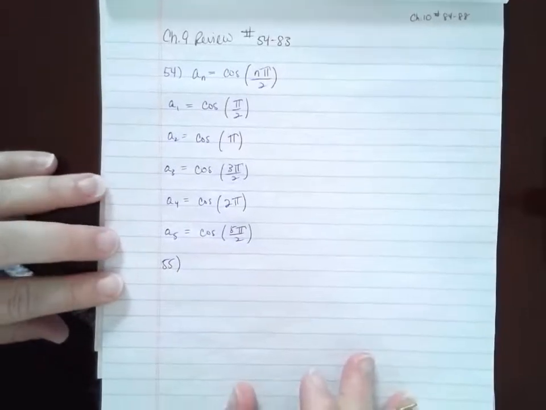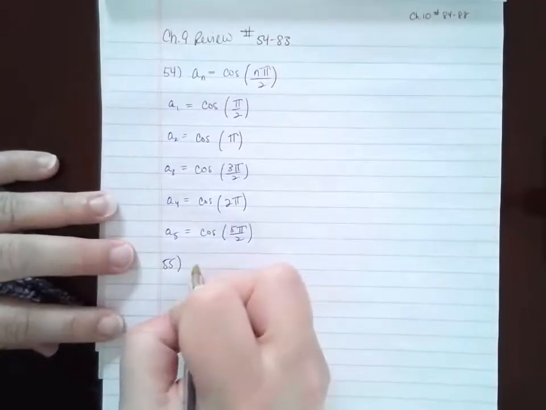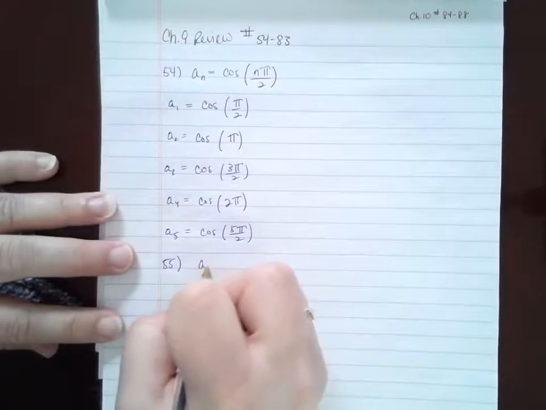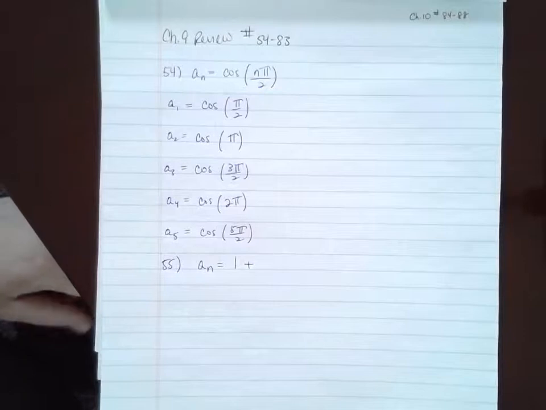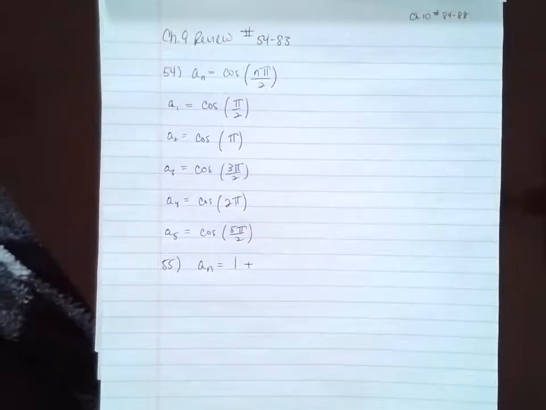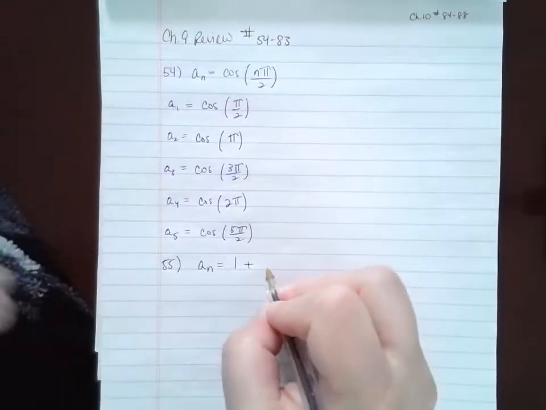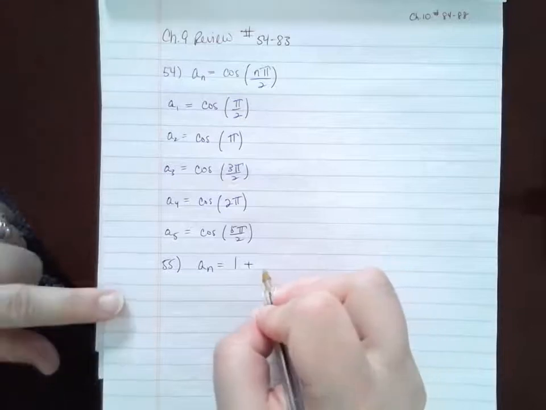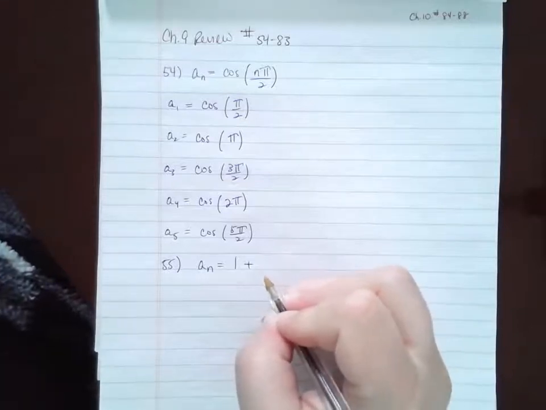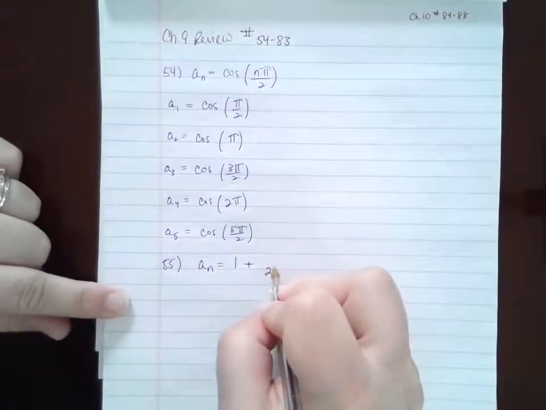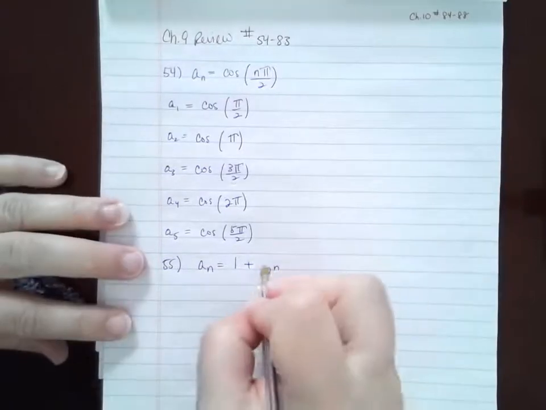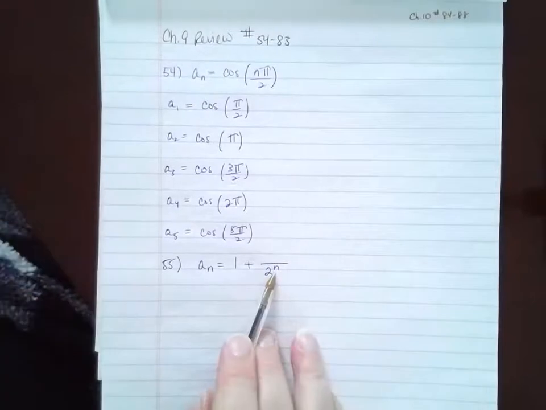55. Write an expression for the nth term. So I see that each one of these has a 1 followed by a plus sign. I also noticed that the denominator of the fraction is doubled every time. So to write doubled every time, you would write 2 to the n. And just to make sure that that fits, plug in numbers for n.